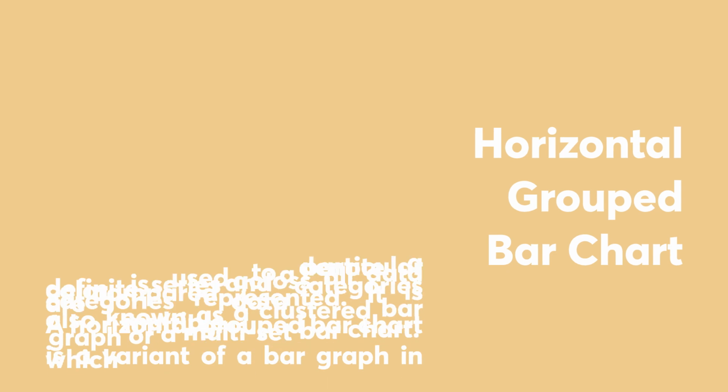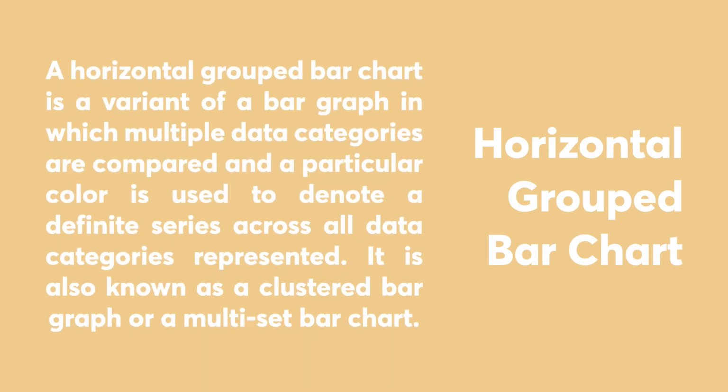A horizontal group bar chart is a variant of a bar graph in which multiple data categories are compared and a particular color is used to denote a definite series across all data categories represented. It is also known as a cluster bar graph or a multi-set bar chart.